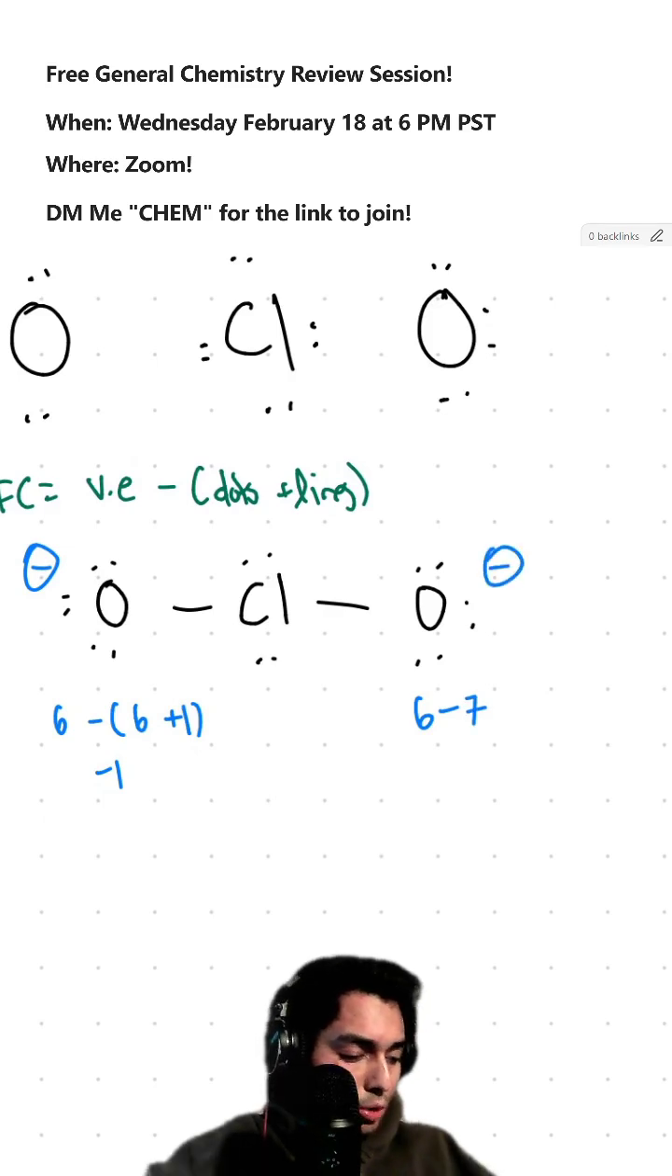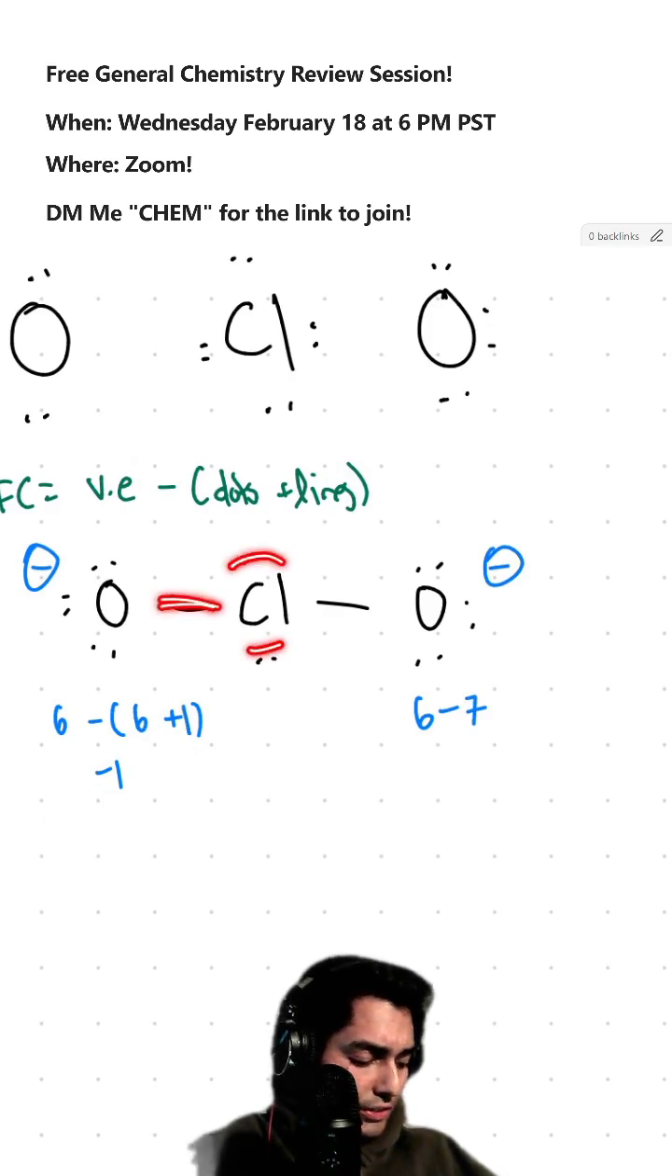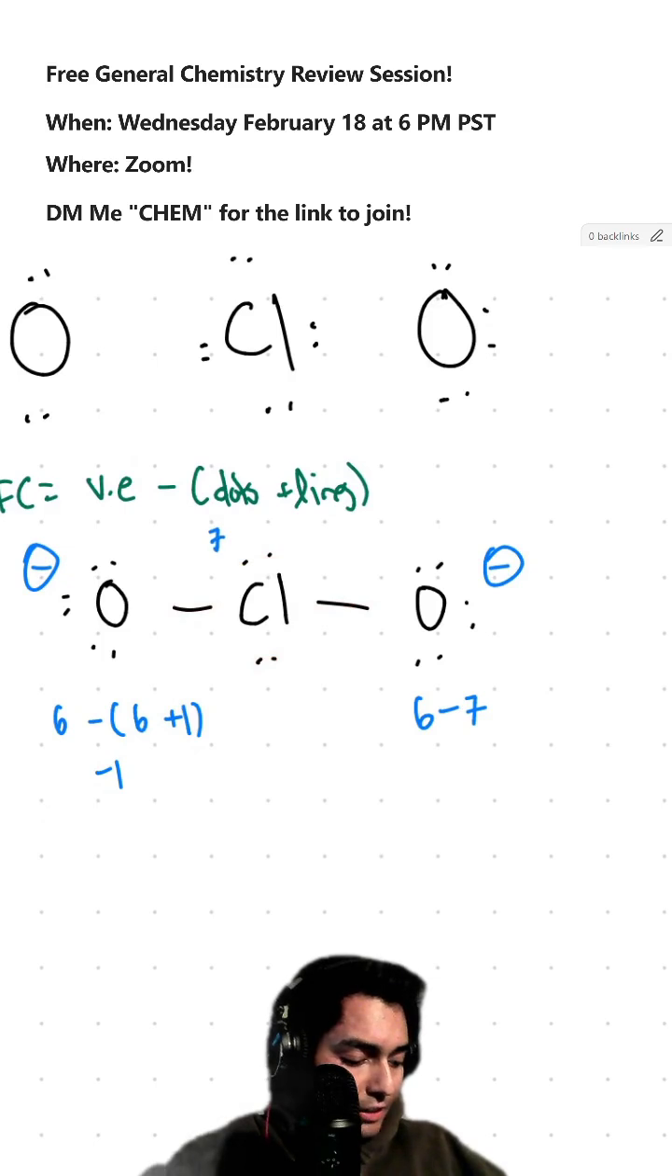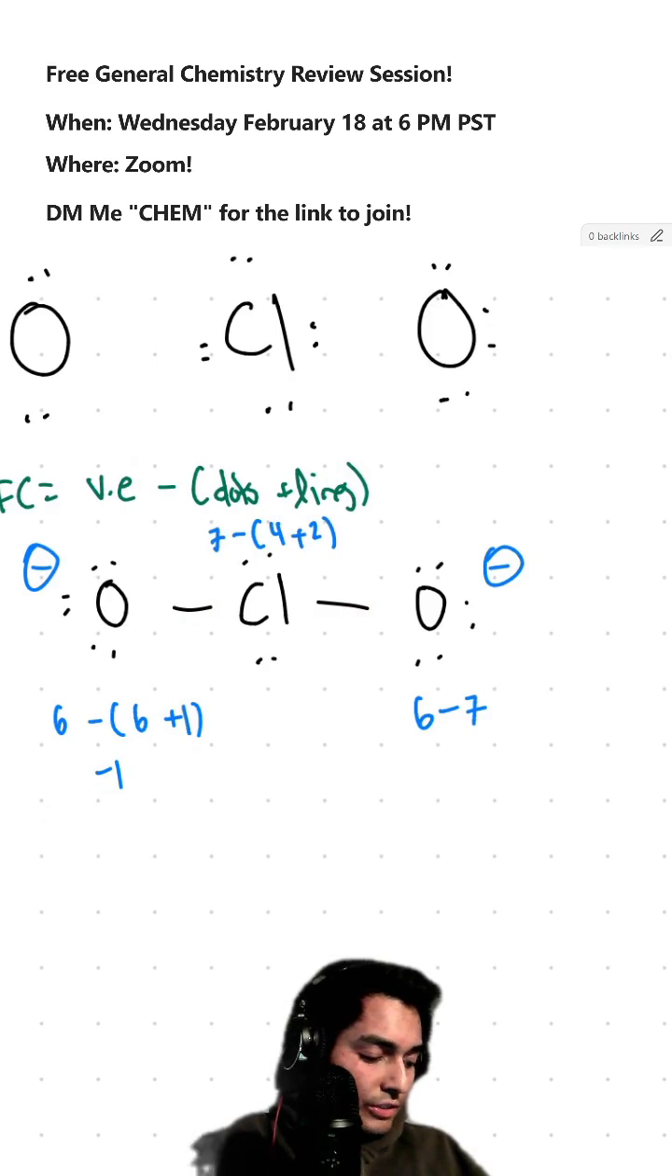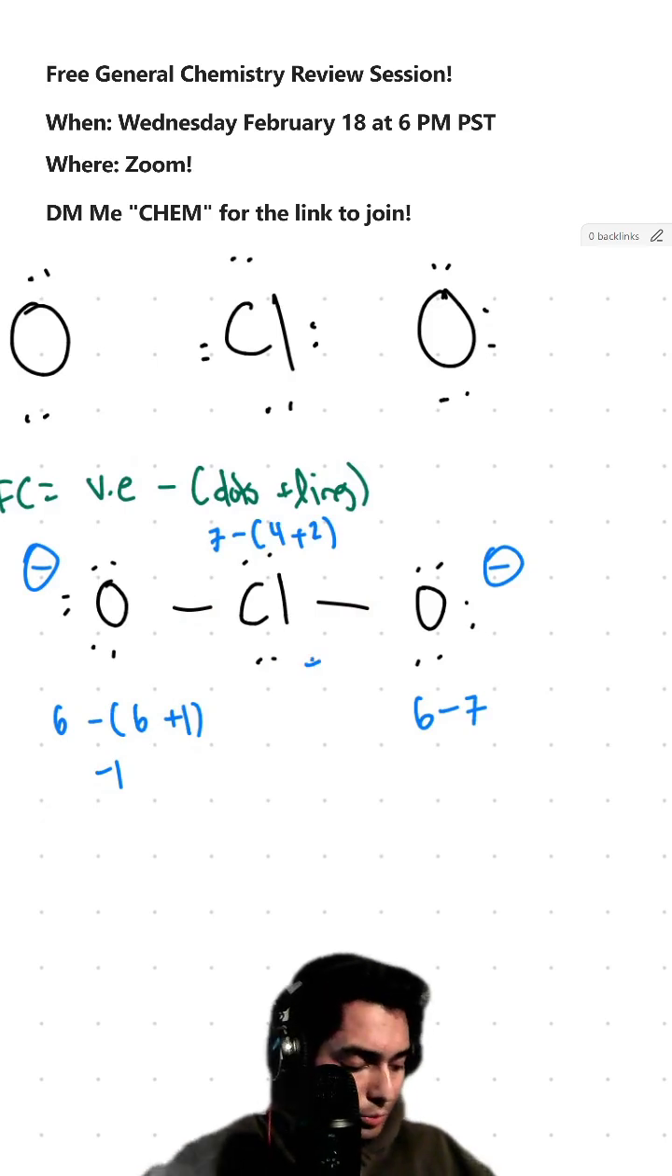All right, what about chlorine? So chlorine has 2, 4, 6, 8. Okay, so that octet is complete, but how many valence electrons? Typically it has 7 valence electrons. Minus how many dots? 1, 2, 3, 4 dots. 4 dots plus 2 lines. So 4 plus 2 is 6. 7 minus 6 is plus 1.